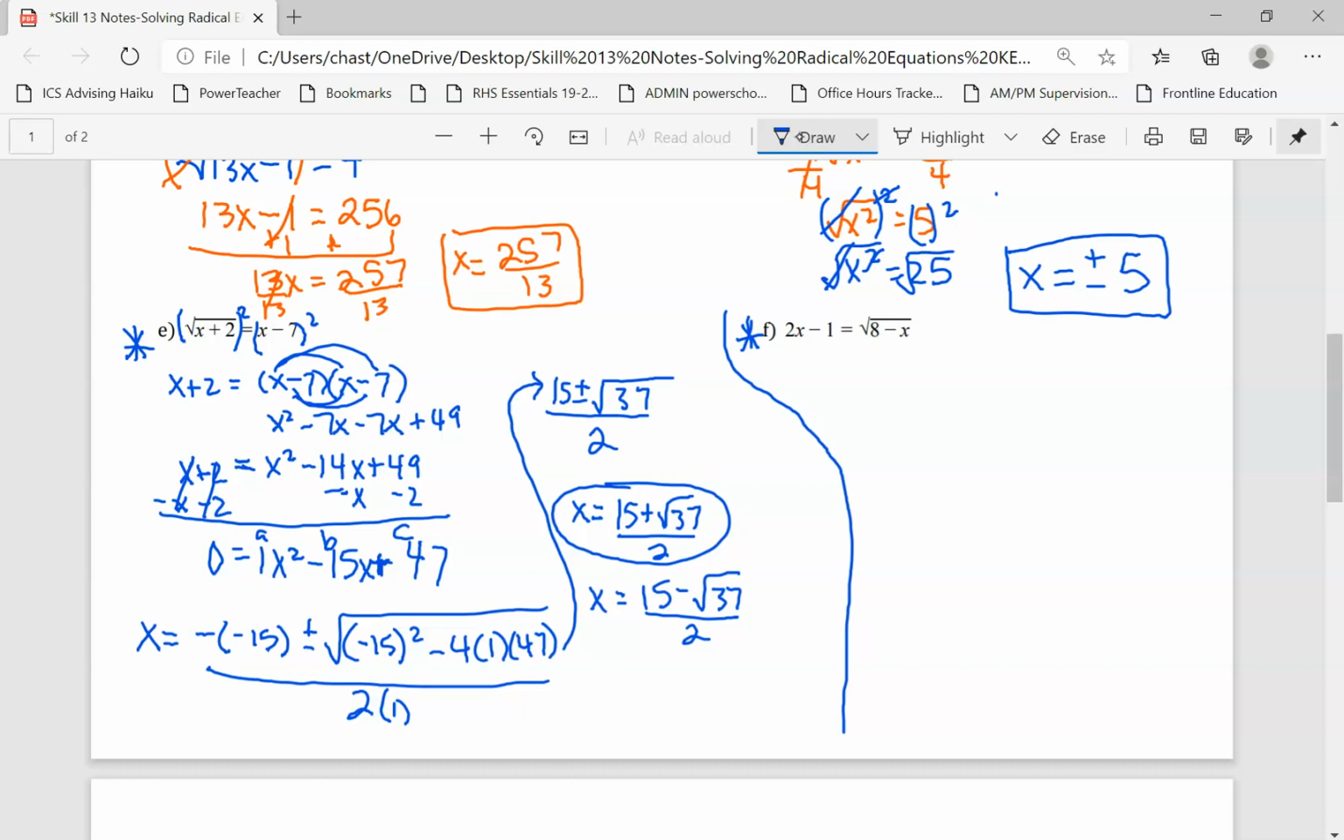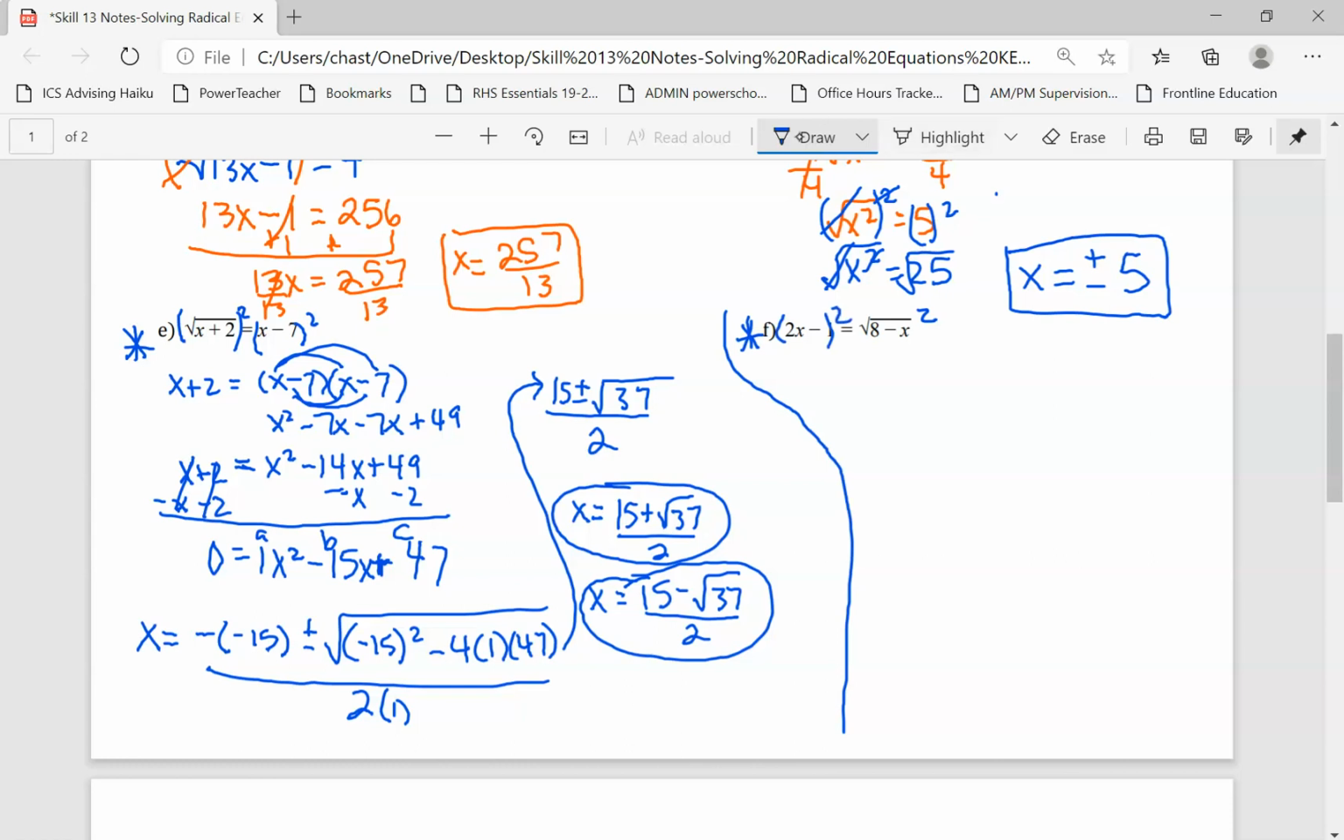That gives me a positive number 2. So actually both of these will end up working out okay. Okay. Let's look at the next one. On the next one, the radical is isolated, so we're going to square both sides.